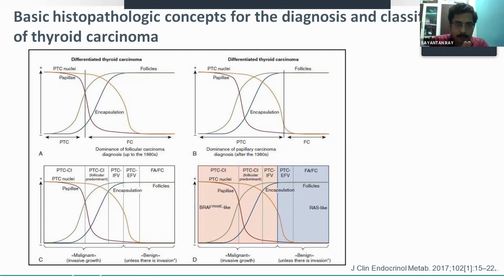If we look at the upper panel, up to the 1980s, there was dominance of follicular carcinoma diagnosis. After the 1980s, you will see there is dominance of papillary carcinoma. Why this is so? I will show the reasons. And in the lower panel, C and D, all these morphological features correlate with the thyroid carcinoma diagnostic subtypes, that is panel C, and also with the molecular signatures shown here in panel D.